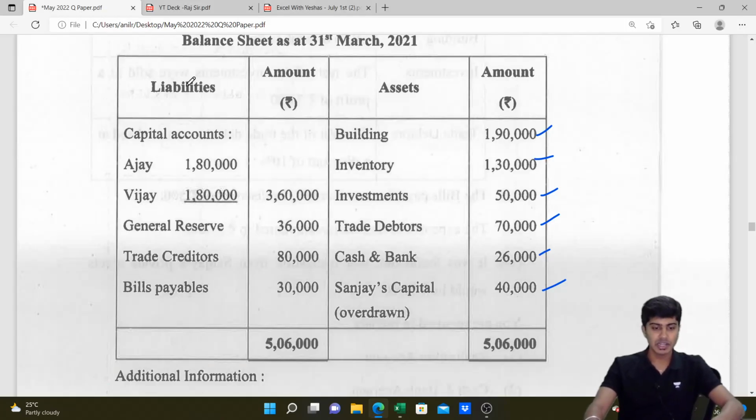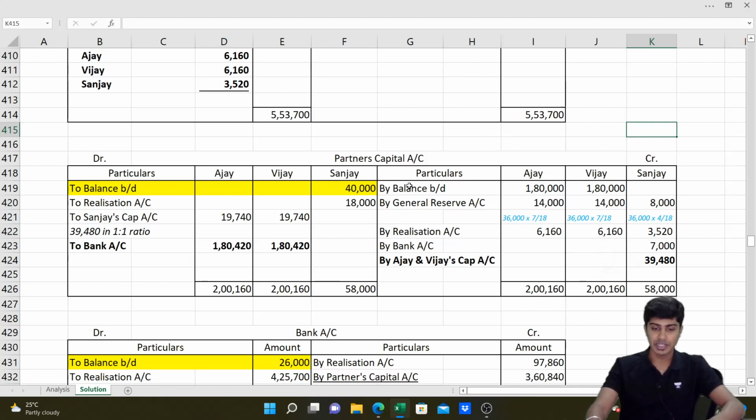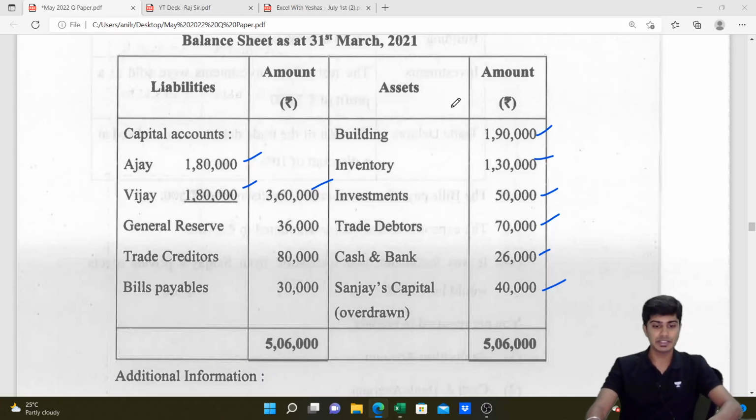Done. So then I'll go to capital account 1,80,000, 1,80,000, 3,60,000, Ajay and Vijay's capital. I'll write on the credit side 1,80,000, 1,80,000, Ajay and Vijay's capital. Done. Capitals are written. Next item, general reserve 36,000.